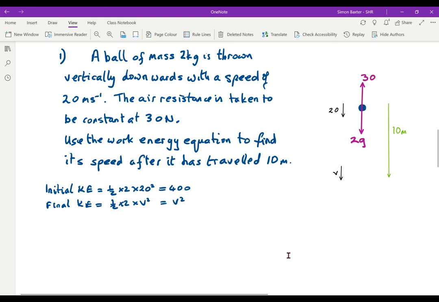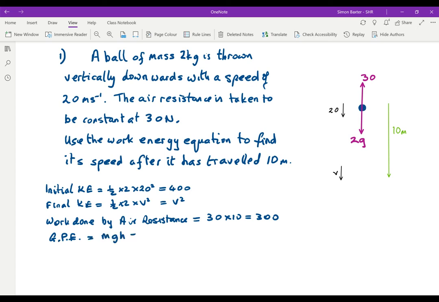We've got two forces doing work. We've got gravity, we've got the air resistance. Let's look at the air resistance. The work done by the air resistance, I'm not going to worry about the plus or minus at the moment. You'll see how I deal with that. It's just force times distance, which is 300. The work done by gravity, you must get used to thinking of this as gravitational potential energy, which is mgh. mgh is the work done by gravity, but as I say, we must think of it as gravitational potential energy. M is 2, g is g, and h is 10. So that is 20g.